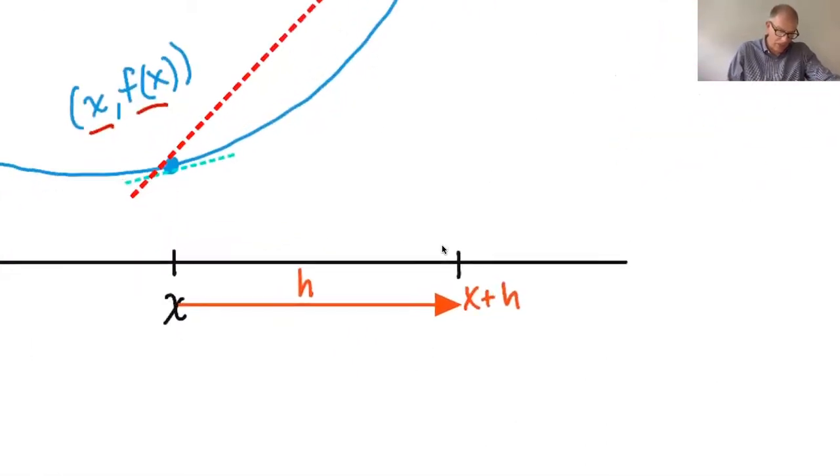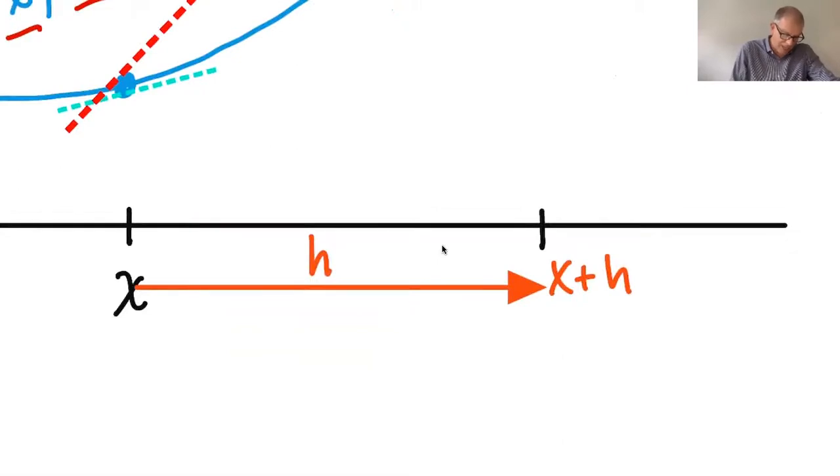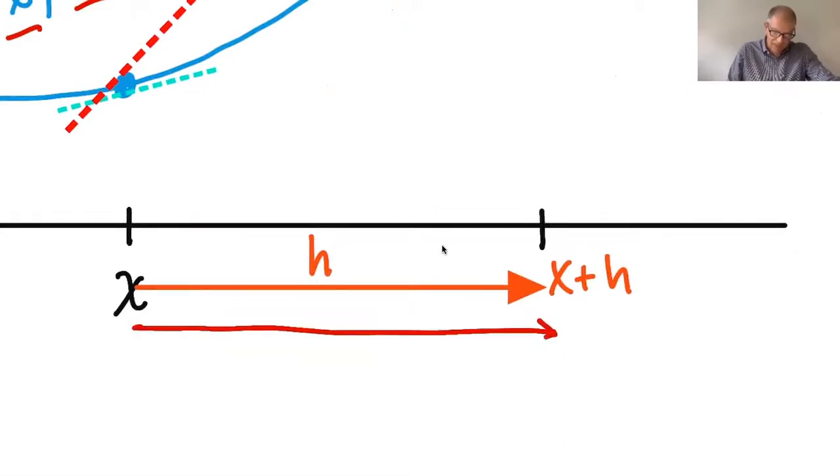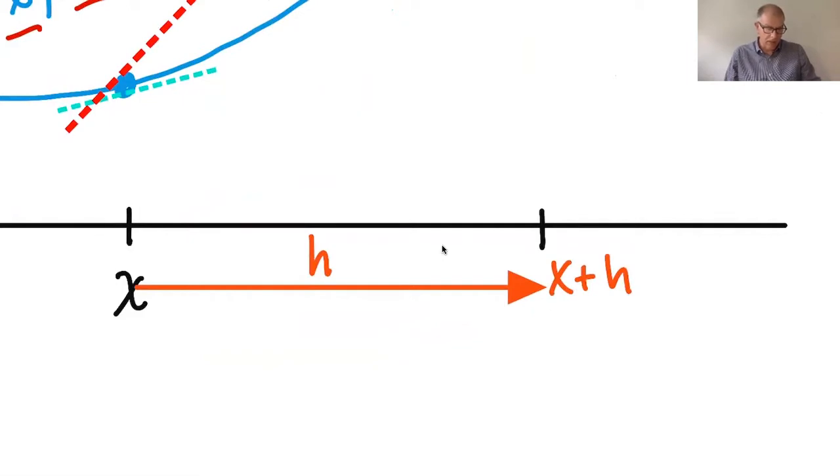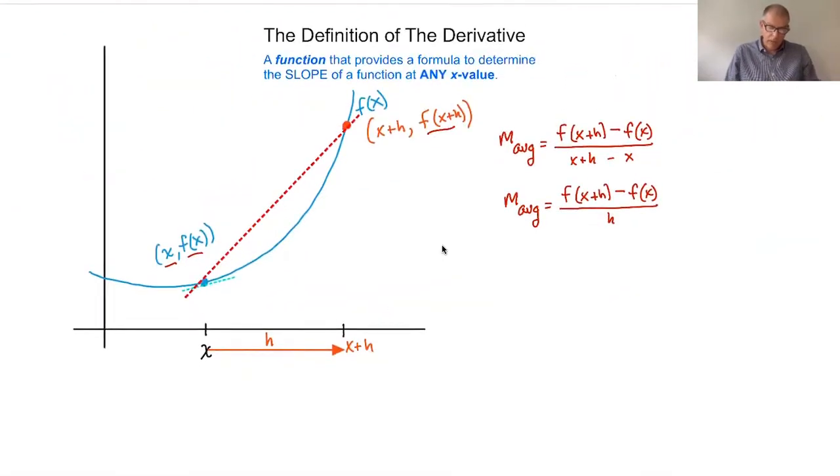Well, look at our picture right here. h is how far we moved from x over to x plus h. So it makes perfect sense that h is the change in the x values. So with that in mind, we say, okay, if we wanted the slope of this red dotted line, we're done. There's a formula for the slope of the red dotted line.